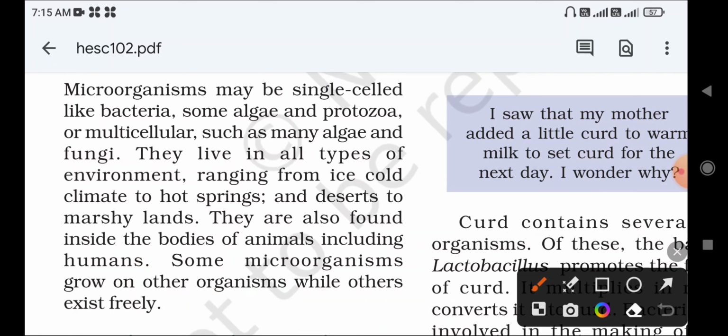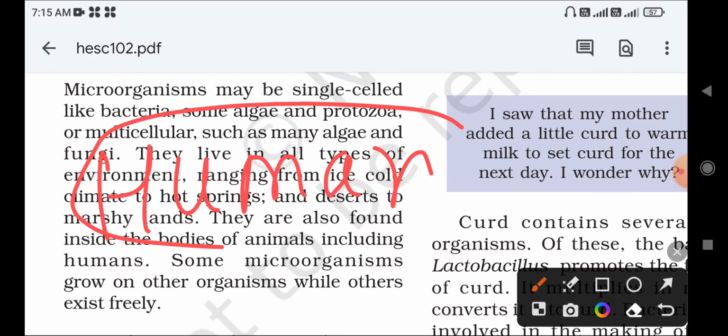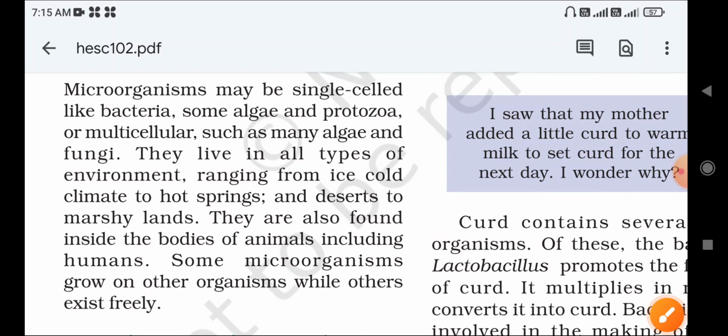Okay, next, they are also found in the human body. Remember that they live not only in the range from ice cold to hot and from desert to marshy land, but are also present in human bodies and animal bodies, right? Very important point: they live from ice cold to hot ranges, from desert to marshy land, and in human and animal bodies. Very important points.